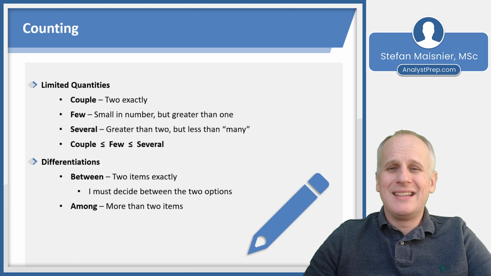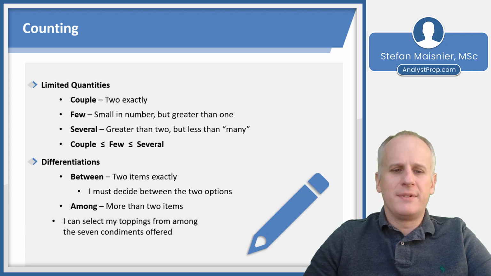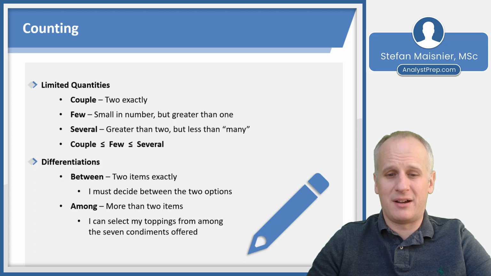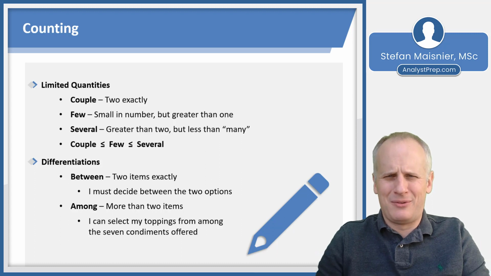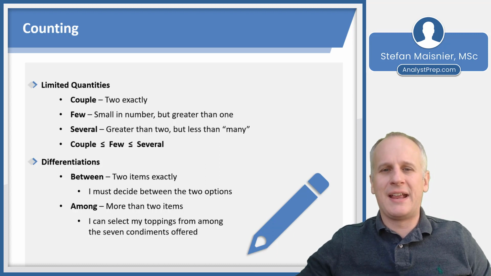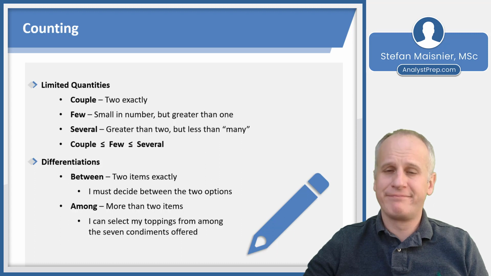Now, among is for more than two items. So I can select my toppings from among the 7 condiments offered. So I wouldn't say I could select between the 7 condiments offered because that would mean it would almost be happening at like 3.5 condiments, and that's not what's happening. There's a multitude of options, and you can select among them. Again, just the nuances of English.